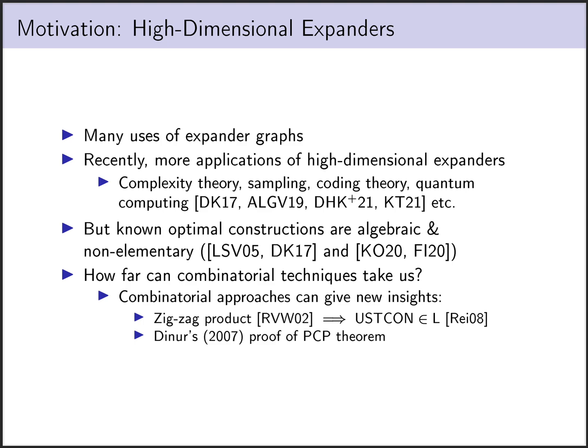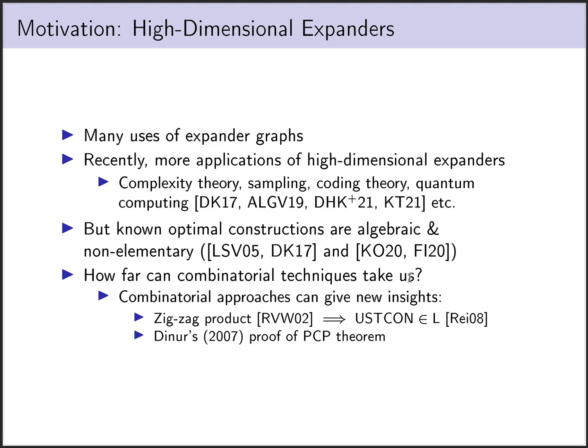And this makes it all the more interesting that we only know a couple of constructions of optimal high-dimensional expanders. The optimal constructions, at least to the best of my knowledge, are algebraic and fairly non-elementary. They're fairly involved to analyze, or at least significantly more involved than the construction I'll be looking at here. So the question I'm trying to ask is, how far can combinatorial techniques take us? How well can we do with an elementary construction?